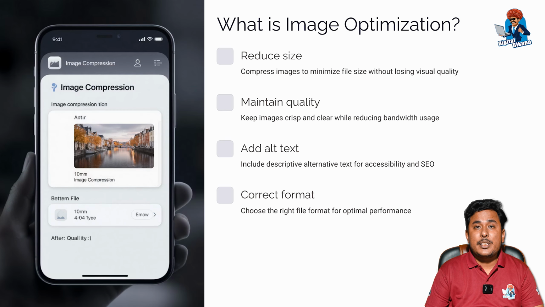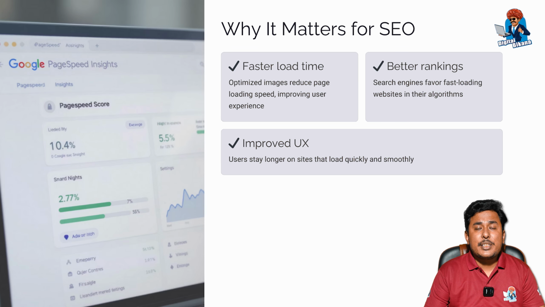Image optimization is the process of reducing image file size without compromising quality, adding relevant alt text, and ensuring proper formatting for web performance. Search engines consider page load speed and user experience as ranking factors. Optimized images load faster, improving SEO scores and helping pages rank higher.